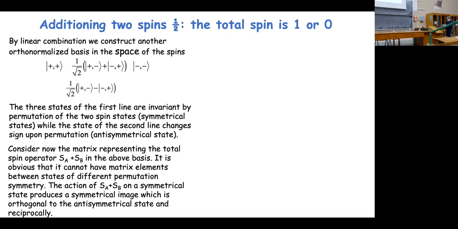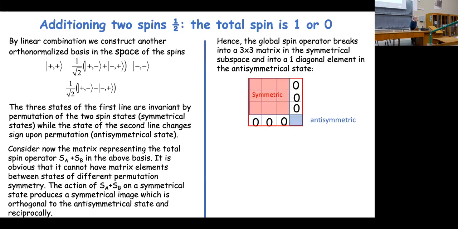In other terms, if you look at the matrix representing S_A plus S_B in this basis, you have three states here which are symmetrical, which are connected by S_A plus S_B. And you have one state alone here, which is antisymmetrical and which is not connected by S_A plus S_B. And so you see that you have made the diagonalization very clearly. You have three states on one side and one state on the other one.